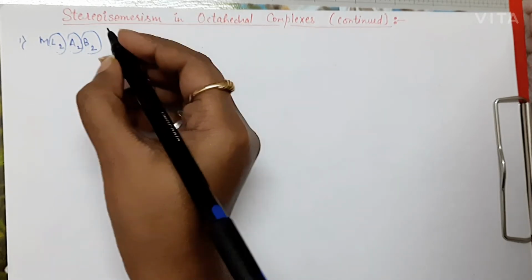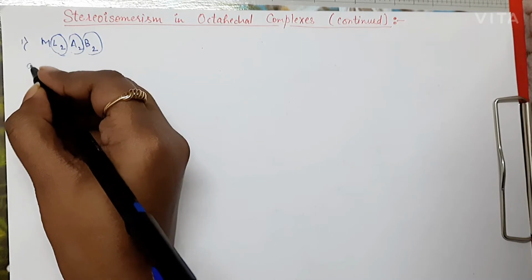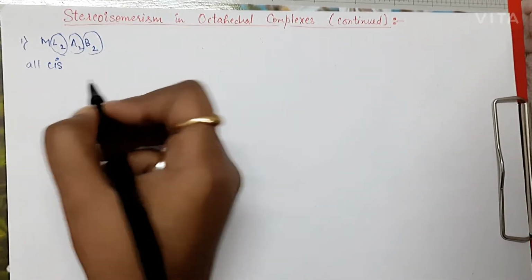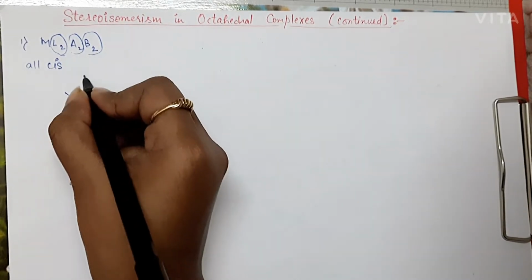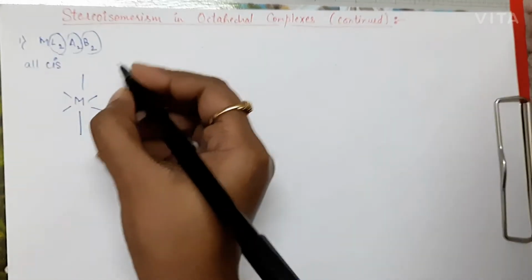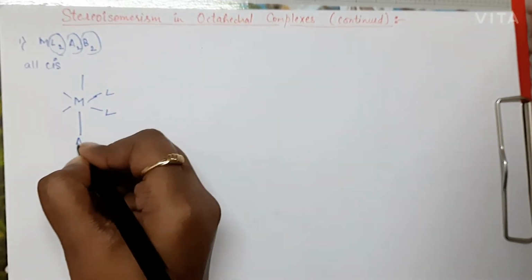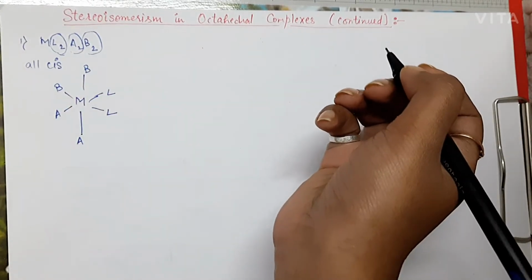So first I'm going to provide these three types of ligands all having cis positions. How can I do that? First I'll place these two ligands, then these two, and then these two. All of them are cis with each other.